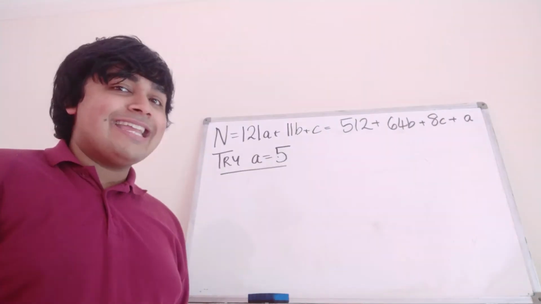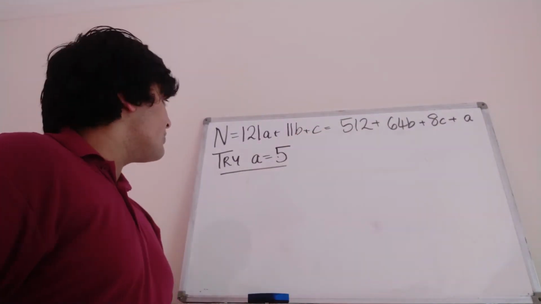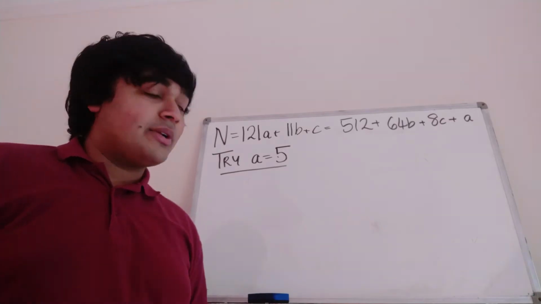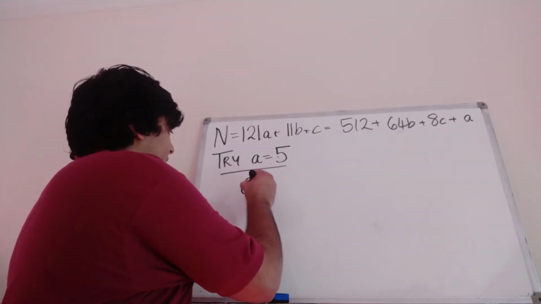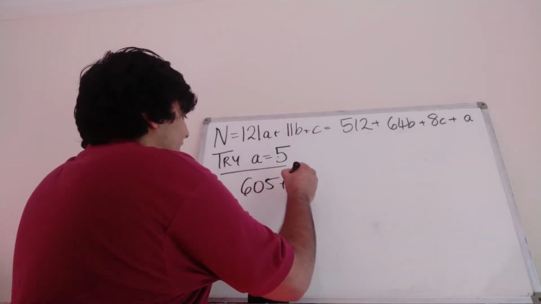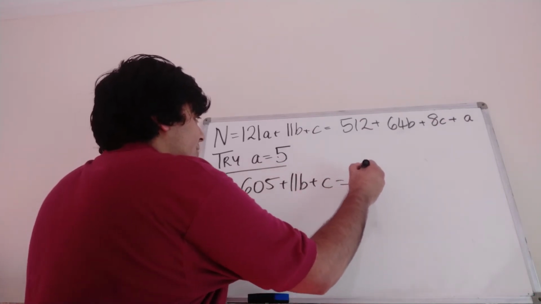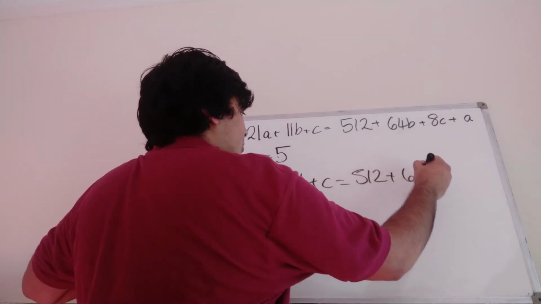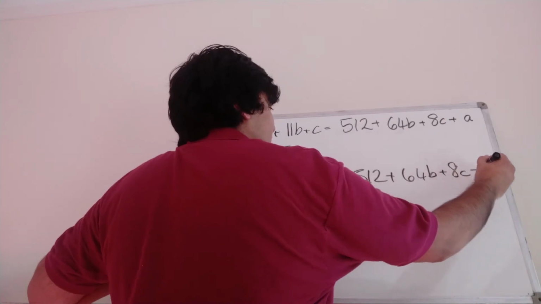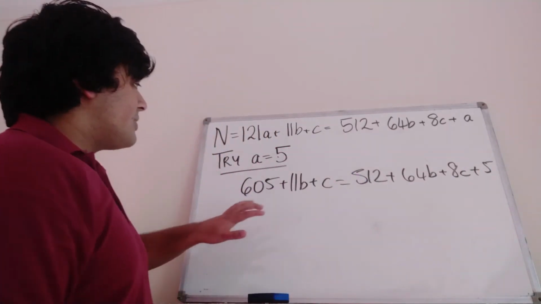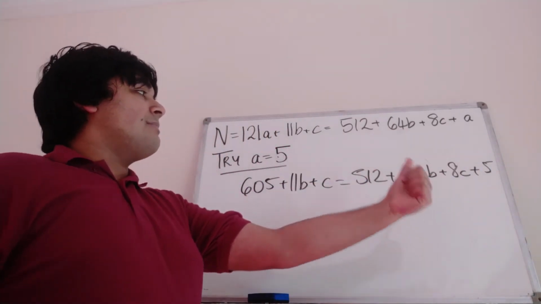Okay, so now we're going to try A equals 5 and just plug it back into the equation we have here. So 5 times 121 is 605, plus 11b plus c is equal to 512 plus 64b plus 8c plus 5. Just bringing the b and the c onto this side and all the numbers onto this side.